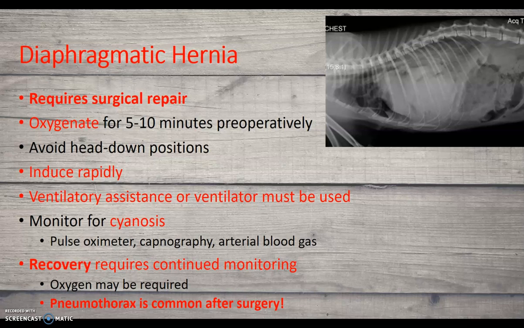Again, induce rapidly. You will definitely be using a ventilator or hand ventilating them because they don't have the ability to take full breaths. Monitor them for cyanosis. And once you recover them, you have to continue monitoring them. They may need prolonged oxygen, whether it's in a cage, flow by, etc. And often pneumothorax is a common sequela after surgery because air has gotten into the chest cavity through the hernia.